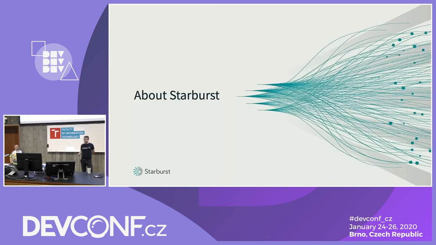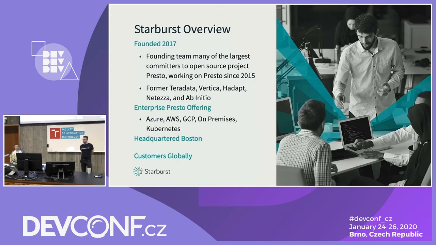I would also like to talk a bit about Starburst. The company was founded in 2017, and it consisted of committers to the Presto project, who generated about 50% of commits within Presto SQL. We come from various companies, but our past companies include Teradata, Hadapt, which was actually the first iteration of the SQL on Hadoop engine, Vertica, Netezza. What we do is offer Presto on various platforms, and the platform list will grow. So we offer Presto on Kubernetes, on Azure, on AWS, GCP, and so on. And the company is headquartered in Boston.